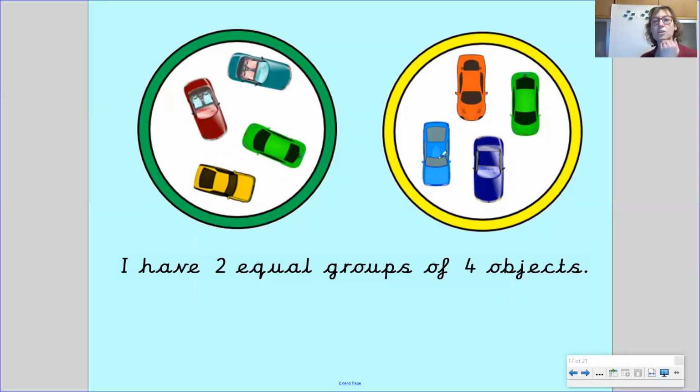Say it again. 2 equal groups of 4. No, let's start again. I have 2 equal groups of 4 objects. Well done.